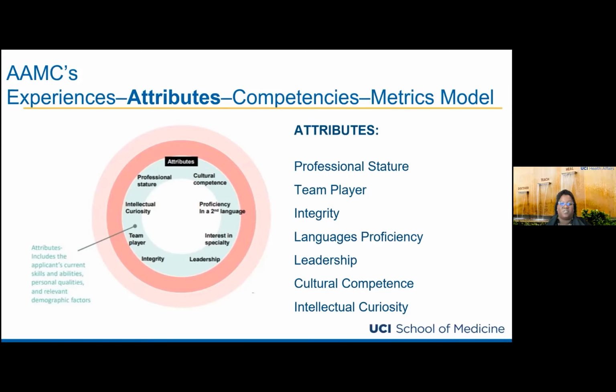So these are all things that are seen as a positive in the application that we haven't even started talking about board scores or GPA or anything like that. We're just trying to get to the core of who this individual is, and how they can add value to our institution. Next slide, please.